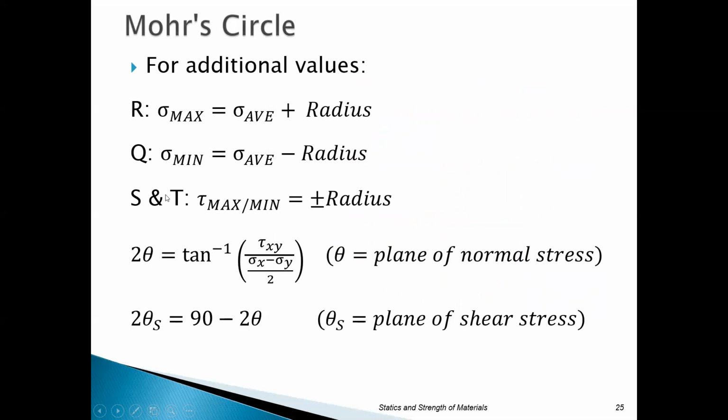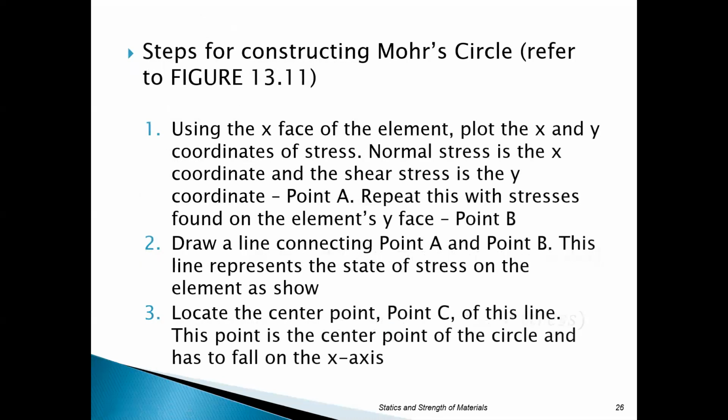When you get your max and min values, the points are just going to be your average stress plus the radius, and average stress minus the radius. And your maximum shear points are going to be just plus or minus your radius. So it's a completely graphical way of doing this. It's really pretty cool as you work through it. So I'm going to step through this process. You can refer to Tom's figure 13.1, but you can use my diagram as well.